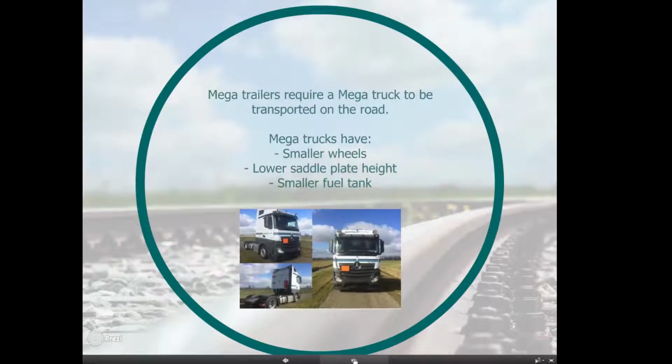Since the wheels of a mega trailer are smaller, we require the use of a mega truck, which also has smaller wheels. The smaller wheels cause a lower saddle plate height. This is the distance between the front bottom of the trailer and ground level. For a mega trailer, this is 88 centimeters, while for a standard trailer, this is 113 centimeters. Due to the fact that the wheel construction is lower to ground level, the truck has a smaller fuel tank. In a few countries where limited boundaries have been set to external height, the mega trailer does not need to lower its construction using the air suspension system and can be transported with a standard truck.